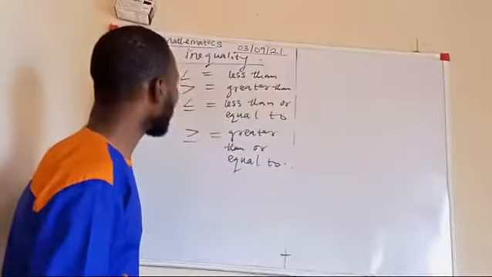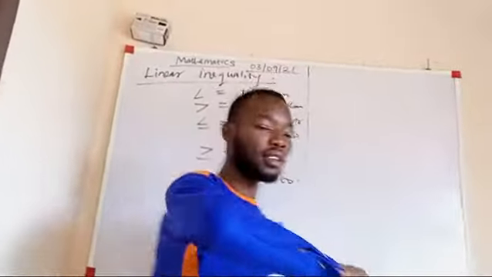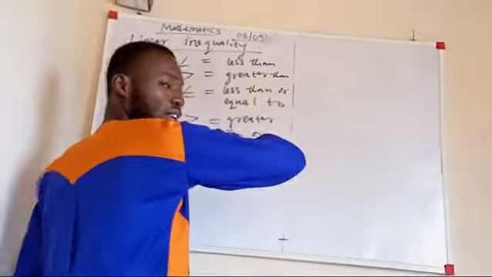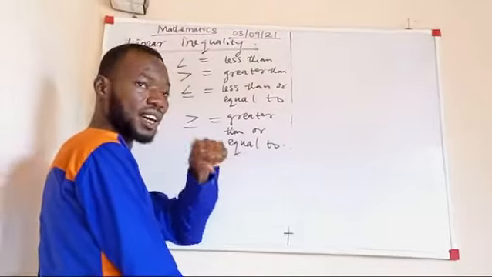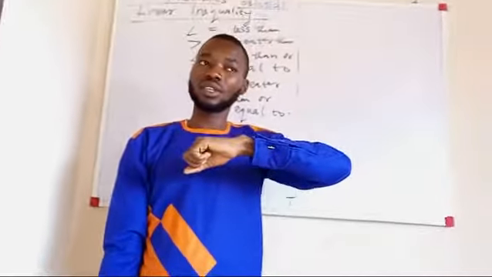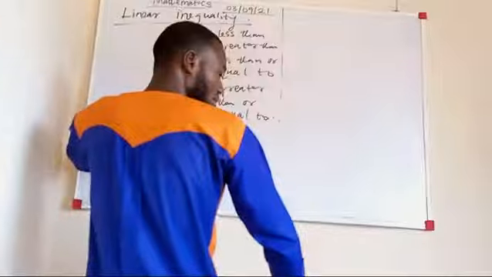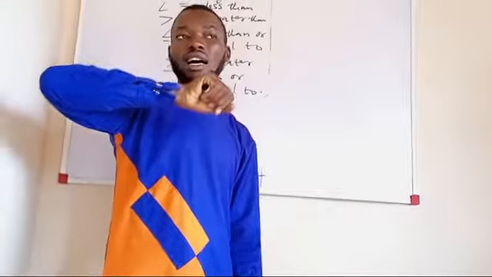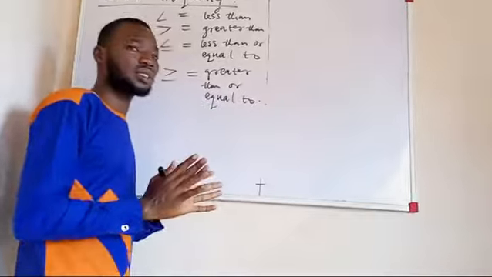Let me just do it like this. Your right hand is greater than, while your left hand is less than. If you do like this, your left hand is less than, while your right hand is greater than. Just know it like that. It's very simple to understand.